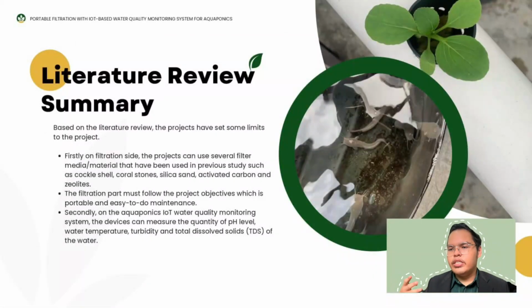For the literature review summary, based on the literature review, the project has set some limits. Firstly, on the filtration side, the project can use several filter media or materials that have been used in previous studies, such as cocoa shell, coral stone, and others. The second one, the filtration part must follow the project objective, which is portable and easy to maintain. And the third one is the aquaponic IoT water quality monitoring system. The device can measure only the pH level, water temperature, turbidity, and total dissolved solids of the water.